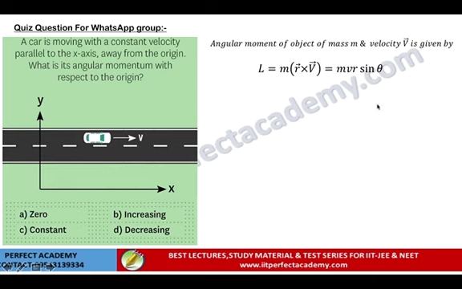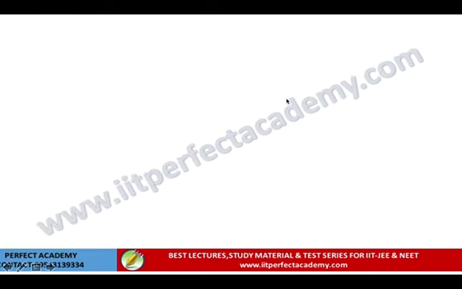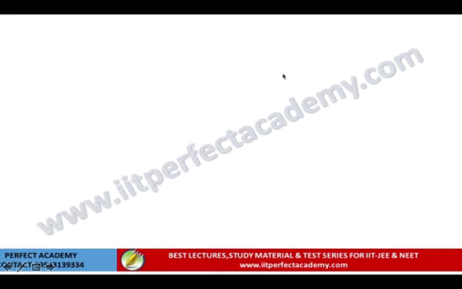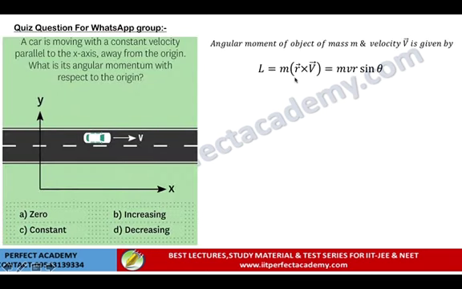Angular momentum of an object of mass m and velocity v bar is given by L equal to m r bar cross v bar. Now m is the mass of the object, r bar is the radius vector or you can say position vector, and v bar is of course the velocity vector.